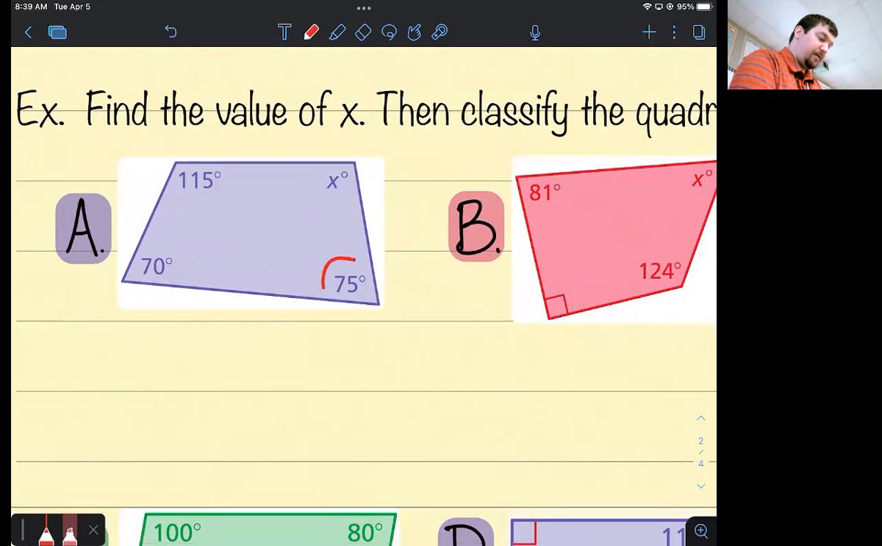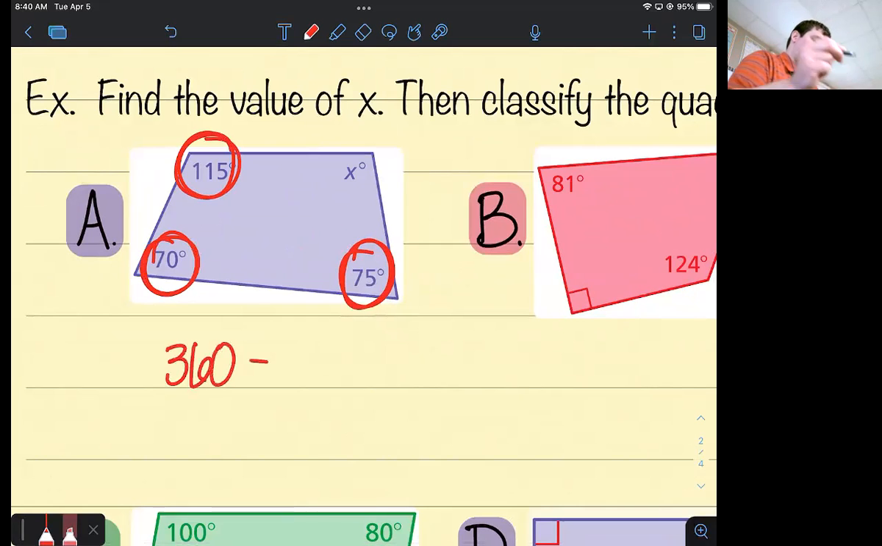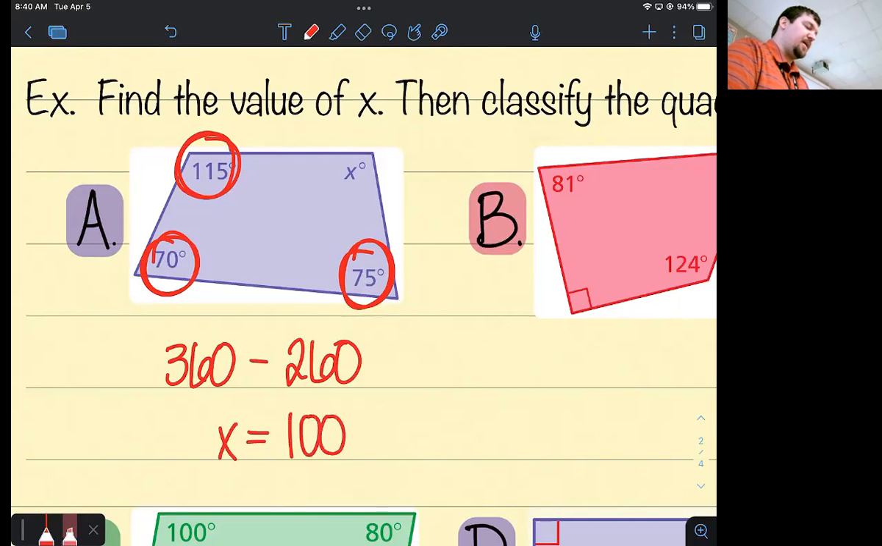You're going to add the 3 angles together that you do have, and you're going to subtract it from 360. So you just say 360 minus, what is our 3 angles that we do have add up to? 260. And what's 360 minus 260? 100. So we're just going to put x equals 100. If you want to put a degree symbol, you can. I think on your quiz, I just had you write x equals. So I'm okay with just putting x equals 100.